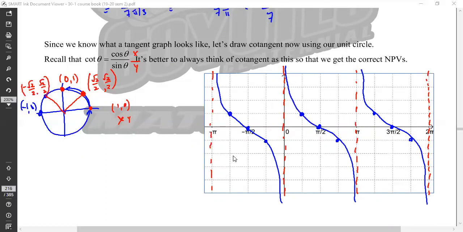All right, so that's pretty much it. If we were wanting to label these, I suppose we could say our asymptotes are at theta equals n times pi. Here n is an integer, and that would label all of those.